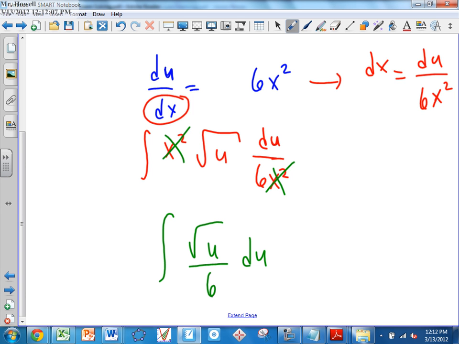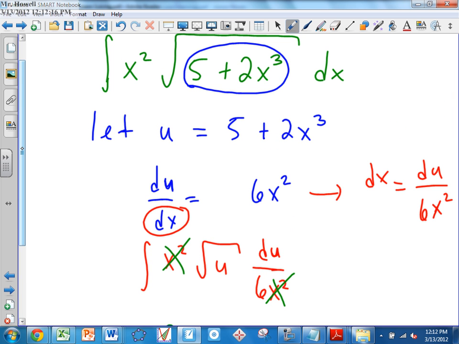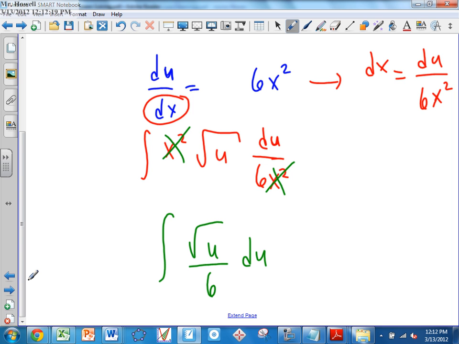So, radical u over 6 du. Well, take a look at this problem. Now you can integrate that. There's no more product. Look back at the beginning. We had this product here. But now, we don't have a product anymore. We've got a value, radical u. What's radical u? How do I write that?